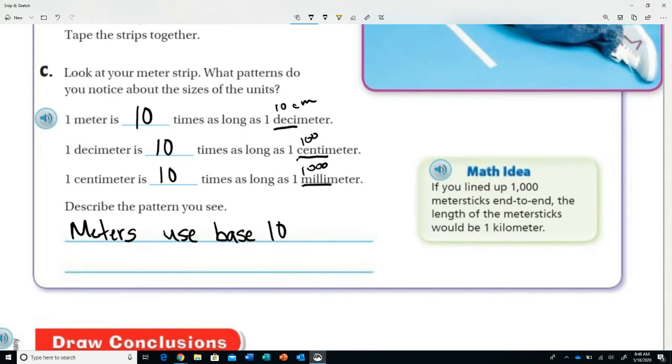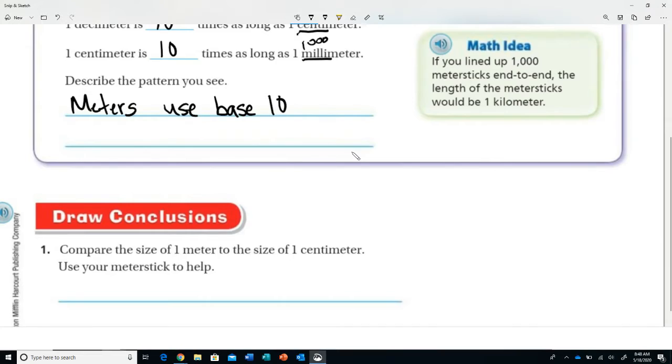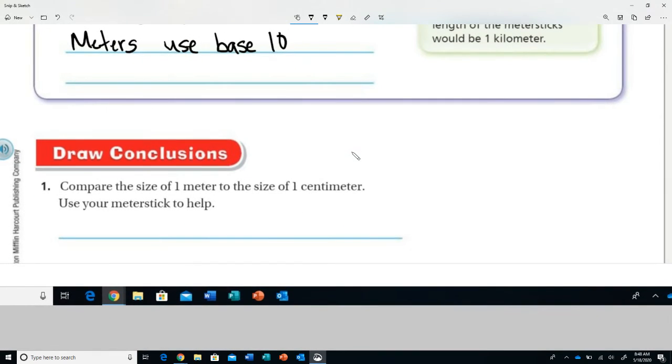The example is okay. The math idea on the side says if you lined up 1,000 meter sticks end to end, the length would be 1 kilometer, and that is absolutely true. So you can imagine how long that would be. All right, draw conclusions. Compare the size of 1 meter to the size of 1 centimeter. Use your meter stick to help.